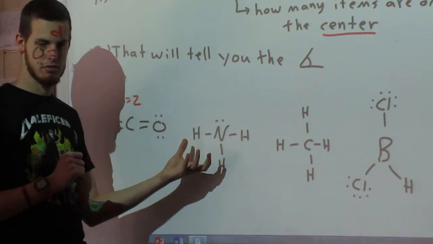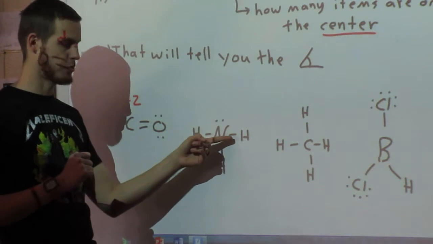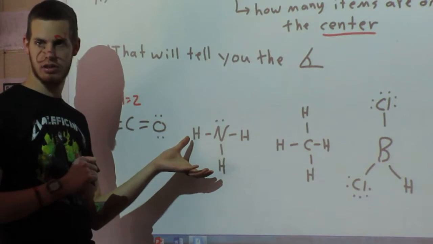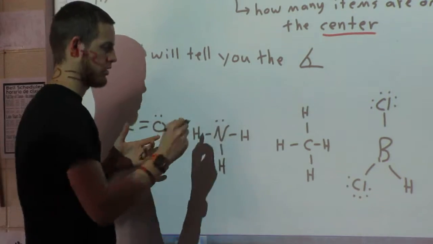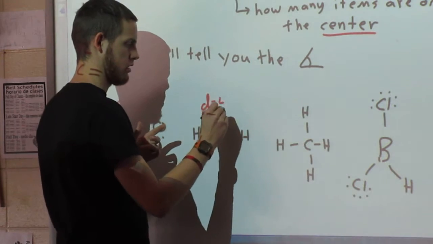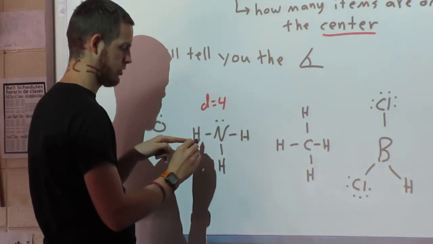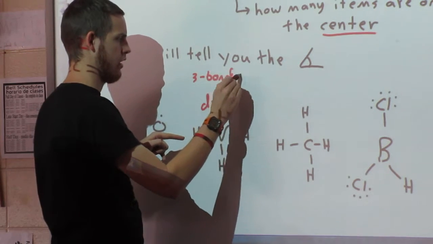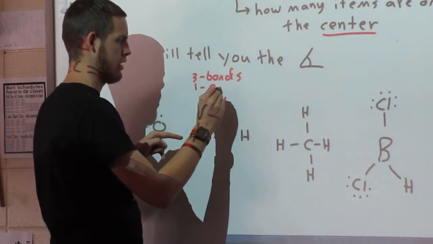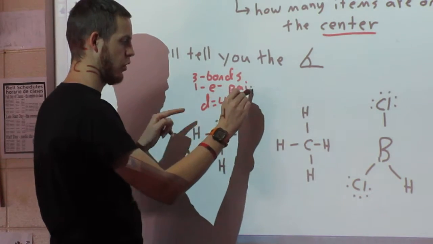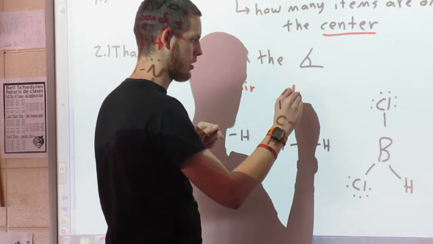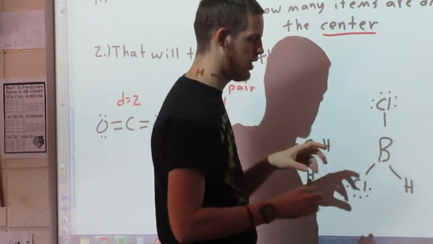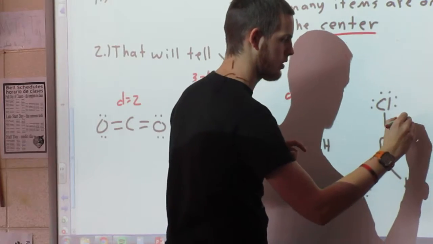This one has 1, 2, 3 bonds and an electron pair. So what's the domain of this? Okay, I'm seeing 4s. Again, this counts. 3 bonds, 1 electron pair. That is 4. This one is also 4. Uno, dos, tres, cuatro. And this one, 1, 2, 3.